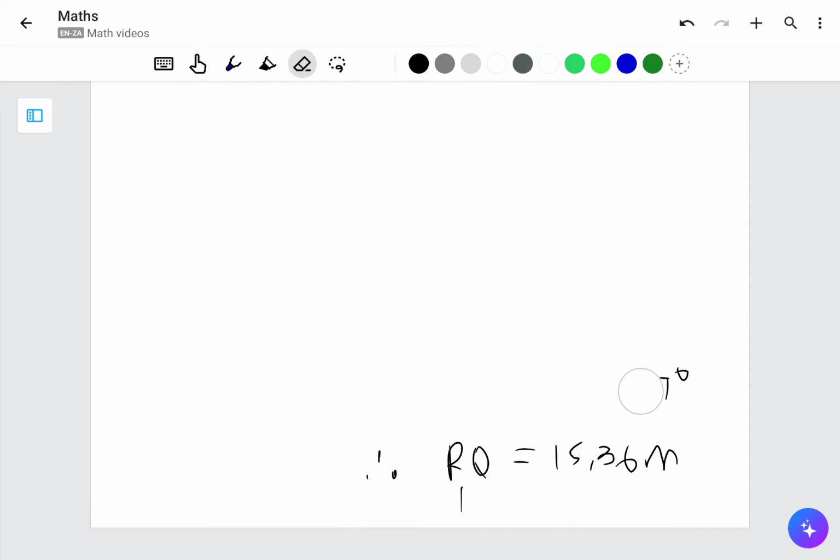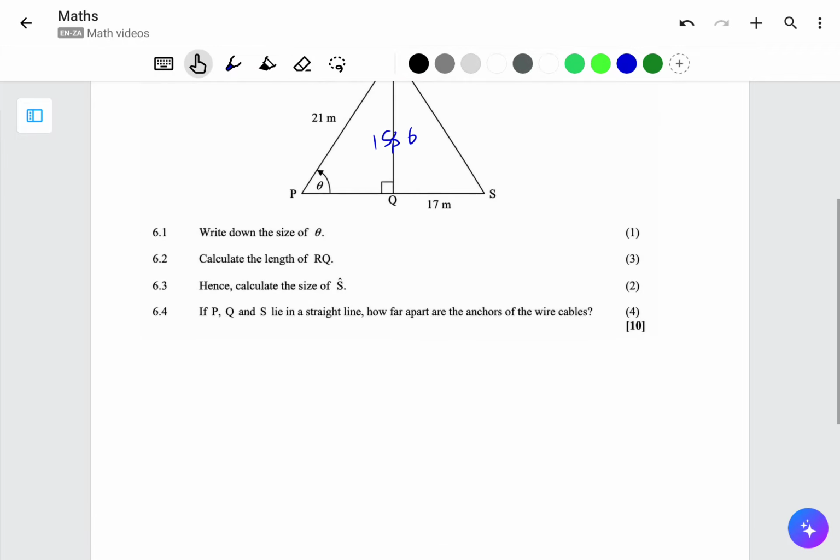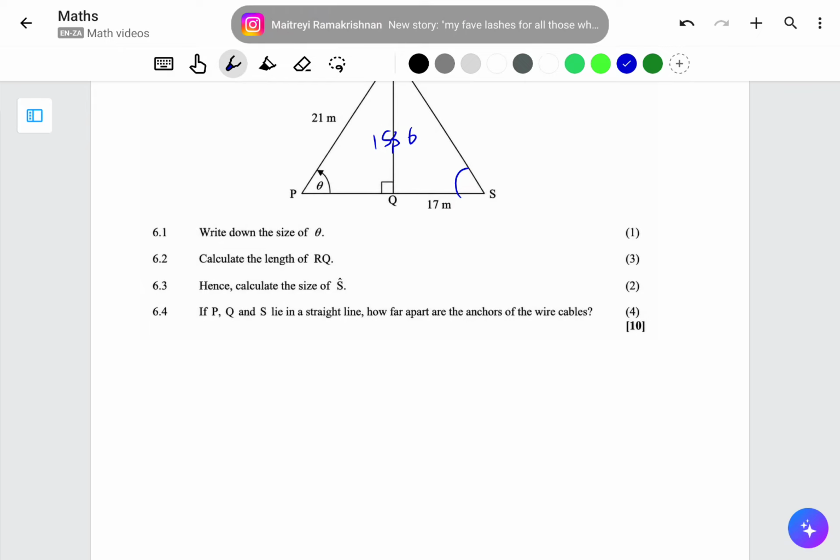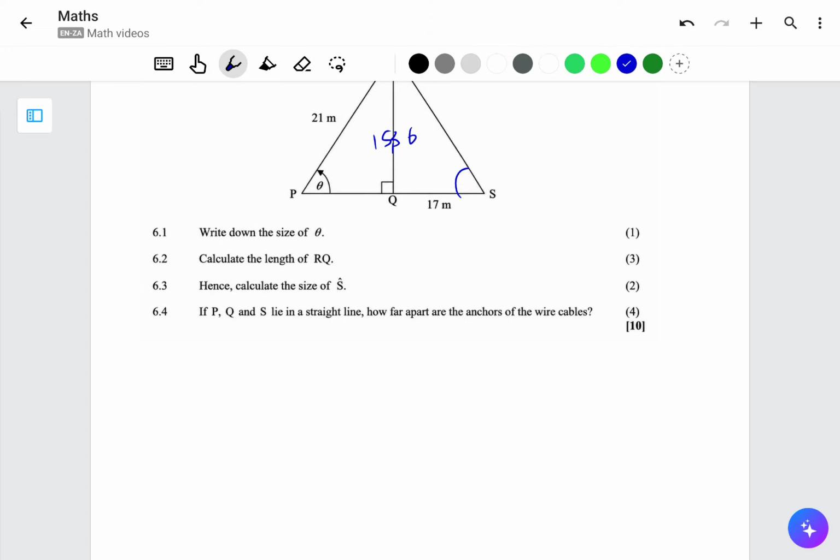We already found all those unknowns. Alright, so question 6.3 says calculate the size of angle S. They want this angle over here on this opposite side, angle S. So we now have two sides and an unknown angle. What can we do?